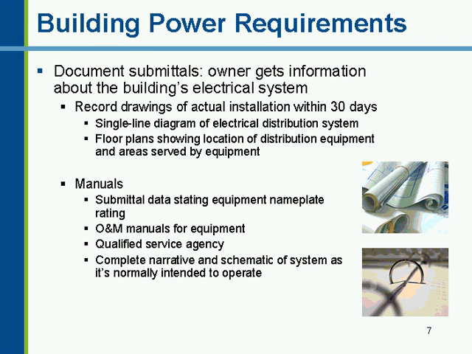A second building power requirement has to do with documentation submittals. The owner needs to receive information on the electrical design system within 30 days of the building being completed. This includes record drawings of the distribution system itself, which can include a single line diagram of the system, as well as floor plans that show where the equipment is and the areas served by that equipment. A second part of this requirement are manuals and other documentation, some of which would be on equipment nameplate ratings. Another part would be operation and maintenance manuals for that equipment.